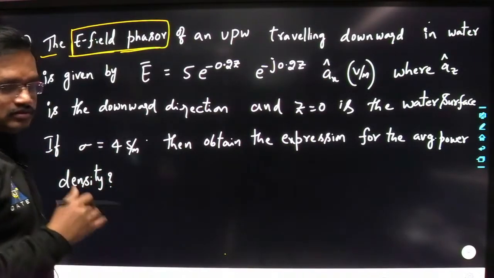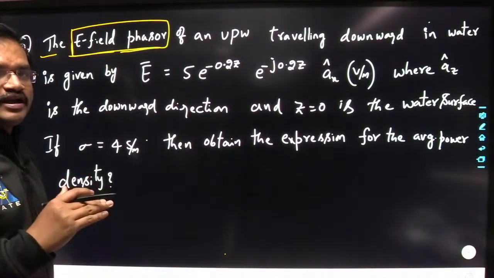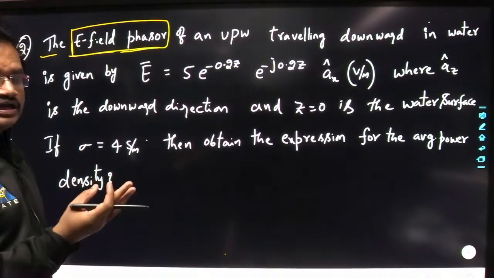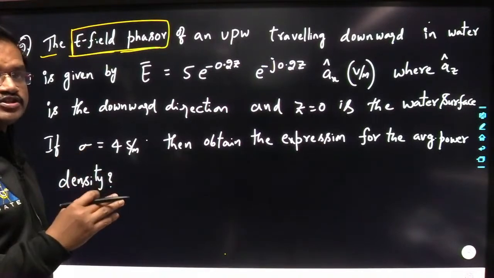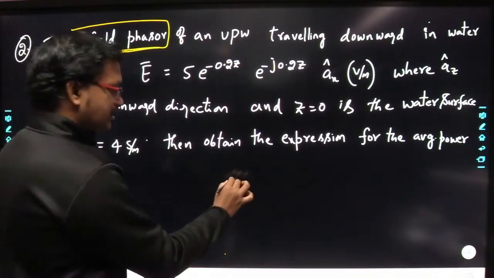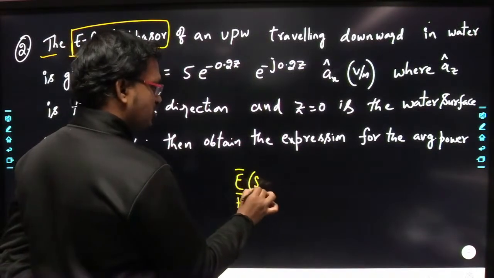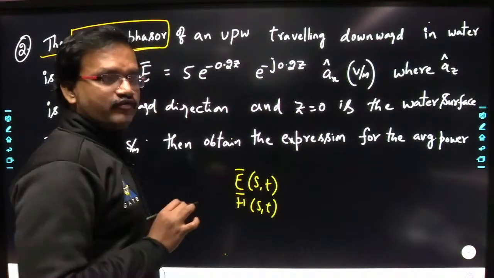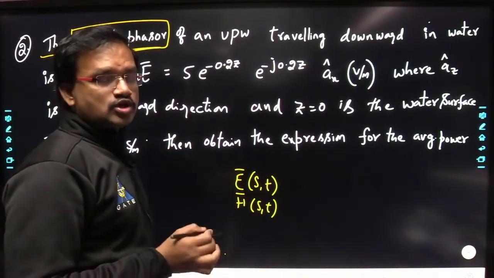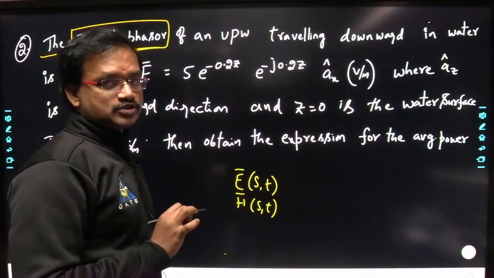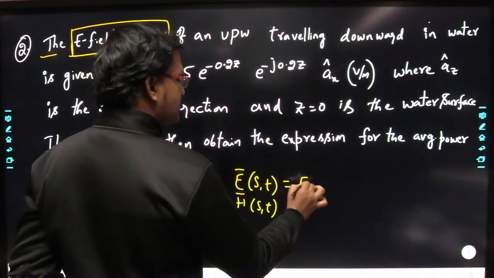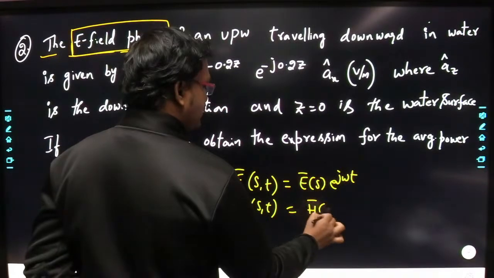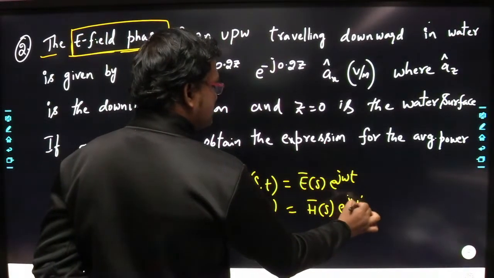Whenever we talk about the electric field and magnetic field of an electromagnetic wave, these two fields must be functions of both space as well as time. We also know that they are time harmonic fields, which means they vary sinusoidally with respect to time. So I can write this as E bar of S into e power j omega t, that is, the spatial variation multiplied by e power j omega t.